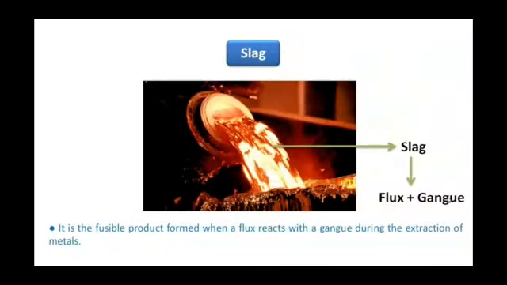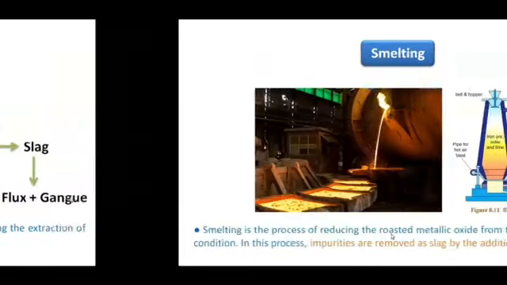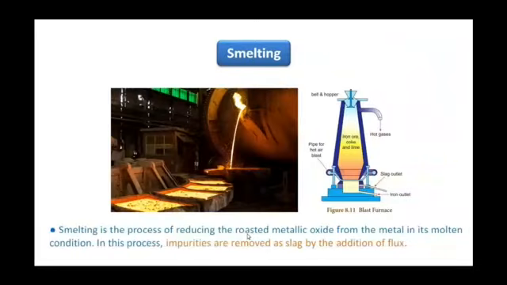Next term, slag. We learned that infusible state gangue is converted to fusible state gangue by adding flux. And this fusible product is called slag. So, the combination of flux and gangue is slag. Next term, smelting. In this process, impurities in their molten condition are removed as slag by the addition of flux.